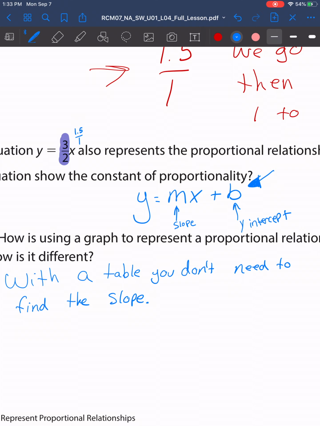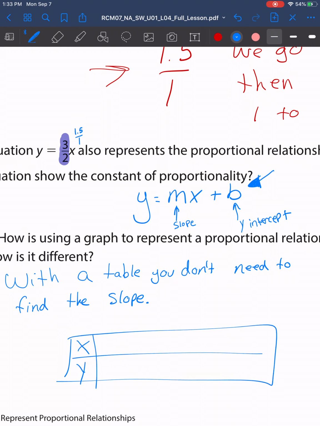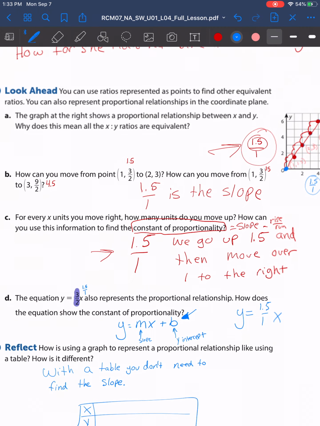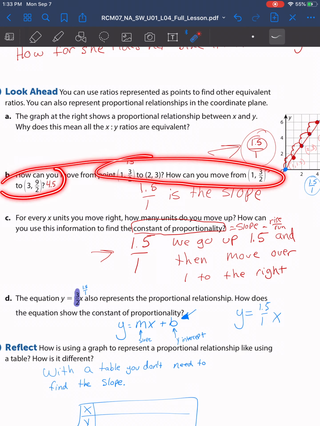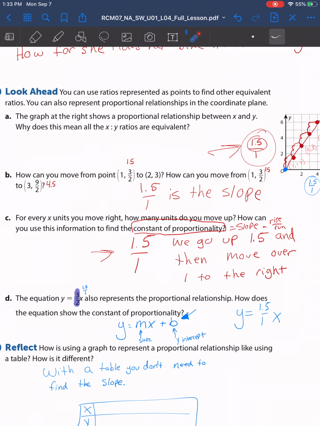If it's in a table like this, x's and y's, and they say like here, let's use these x's and y's right here. Let's use those points, okay? So this is an x, so I'm going to put that 1 in the x's. And then the y is 1.5. Okay, how about 2 and 3? The 2 is in the x, the 3 is the y. 1 and 1.5, up 1, 1.5, up 3. Okay, so we'd have 3 and 4.5.